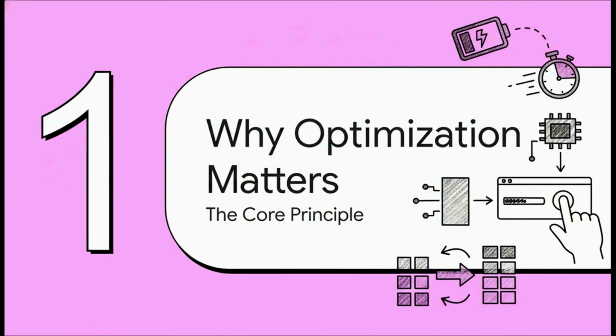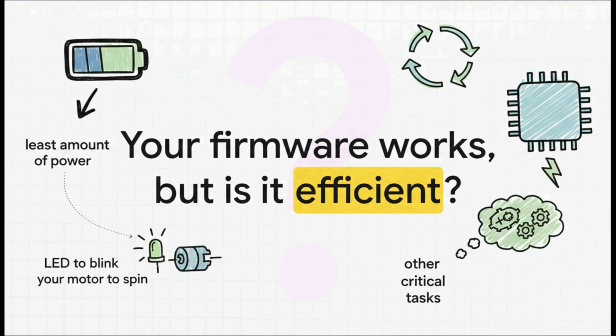Okay, so let's start at the beginning. Why should we care about shaving off a few microseconds here and there? Well, in the embedded world, performance isn't just a vanity metric, it's everything. It directly impacts battery life, how responsive your product feels, and whether you can even get the job done on the hardware you've chosen. And that leads to the big question you've got to ask yourself. Sure, your firmware works, but is it efficient? Because getting that LED to blink is just step one. The real engineering challenge is making it blink using the absolute minimum amount of energy and leaving your CPU with plenty of headroom to handle whatever comes next.